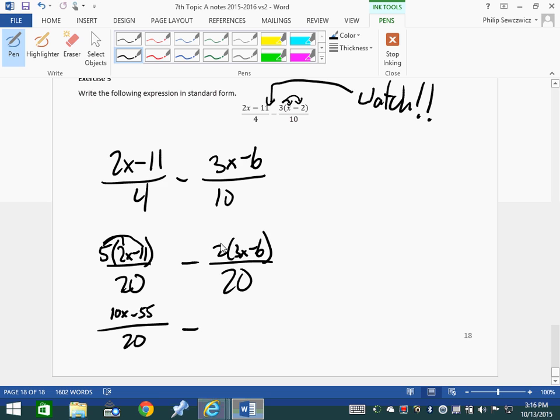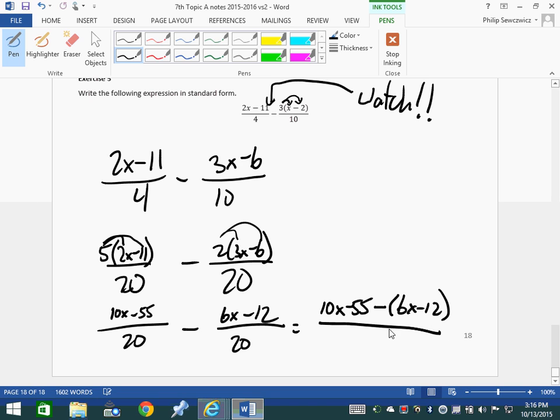Minus, and then 2 times 3x, there's my 6x. 2 times my negative 6, there's my negative 12, all over 20. Now, because we have common denominators, we can do our subtraction. But let's keep in mind, this is really 10x minus 55 minus all of this. Why do we have to keep that in mind? Well, what are we going to have to do with this subtraction sign? Yeah, we've got to take the opposite of all of this.